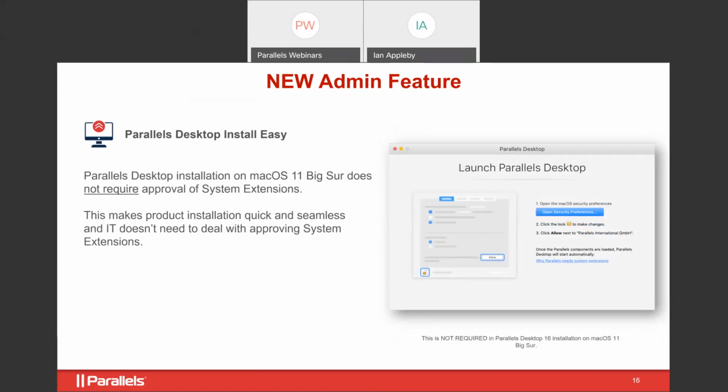In terms of installation on Big Sur, a big change here is that there's no requirement for the approval of system extensions by admin, because there are no external system extensions coming from the Parallels Desktop side. It makes installation really quick, it's seamless, and once you've passed it on to them, you don't need to get involved with the individual approving of those extensions.